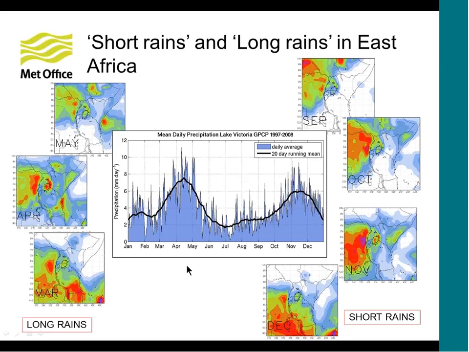And in the center of this image, you can see just an annual cycle of the mean daily precipitation for Lake Victoria. You can see that during the long rains, this is when they receive most of their rain, but then they have this longer rainy season from September through to December, January.